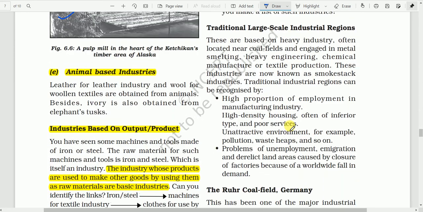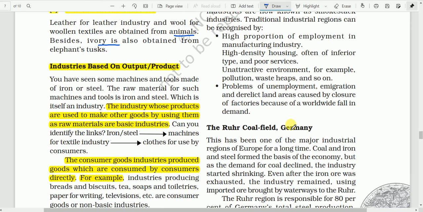And next we have animal based industries. So leather for the leather industry, then wool for woolen textiles are obtained from the animals, as you know. Then besides we have ivory, obtained from the elephant tusks. Then next we have industries based on output or the product.